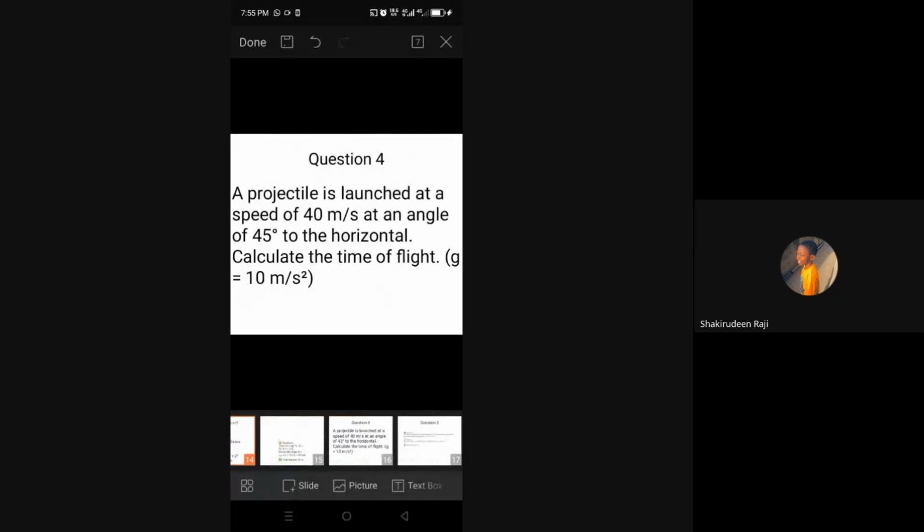For this one, you are given the angle to the horizontal, so it is easier for you to solve. Please solve it quickly and tell me your answer. You have 1 minute. 1 minute is even much. Just take the formula for time of flight. That is all. Your speed is u. U is 40. Theta is 45.